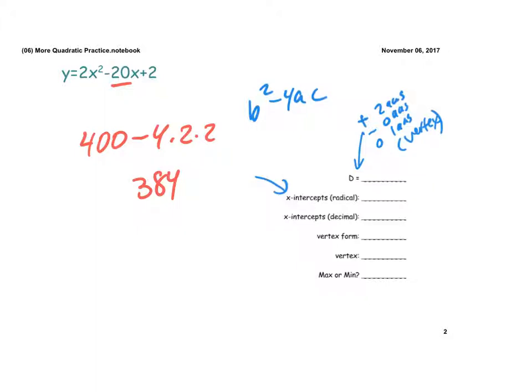So, double checking myself to make sure I didn't do anything stupid. b squared minus 4 times a, which is 2, times c, which is 2. I believe I did it right. Raise your hand if you also got 384. Okay, good. So then that is our discriminant. What does it tell us about how many roots there's going to be? 2 solutions.